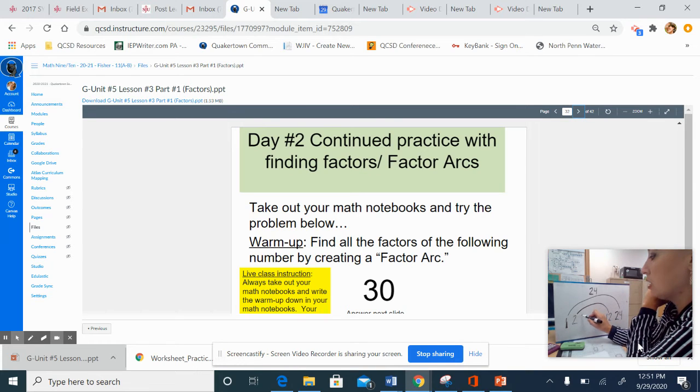Let's try 3. Divisibility rules, friends. Remember, if the digits add up to a number that's divisible by 3, then the whole number is divisible by 3. So what do I mean? If I did 2 plus 4, because that's 24, 2 plus 4 equals 6. Is 6 divisible by 3? Yes. So that means 24 is divisible by 3. So how many times does 3 go into 24? 8 times. It goes in 8 whole times.